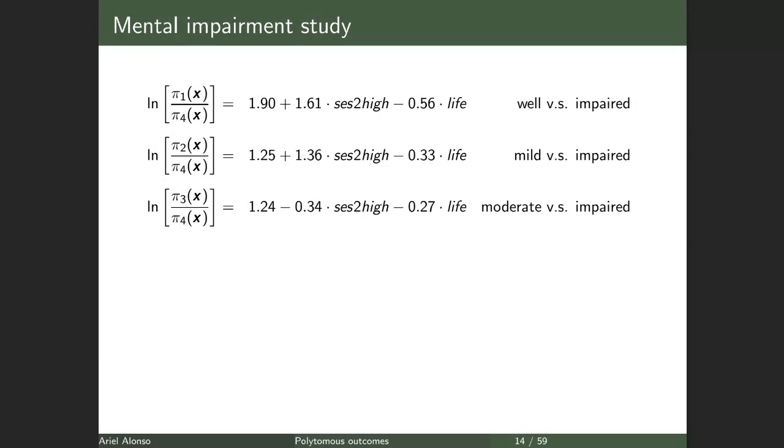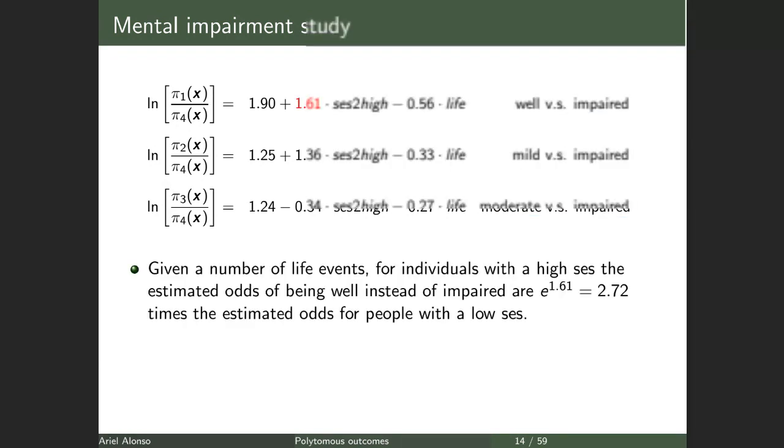So the logic of well versus impaired, mild versus impaired, and moderate versus impaired. And here you have the three different models. We have different intercepts, different effects for socioeconomic status, and different coefficients as well for the number of life events. How should we interpret the parameters?